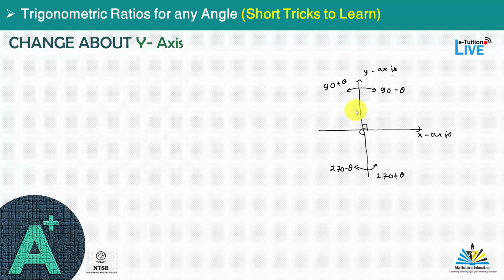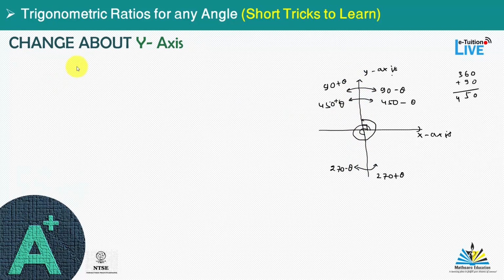In the same way, this is a 90-degree angle. If we have an angle like this, 360 plus 90, that is 450. So again we can write this as 450 plus theta and this is 450 minus theta. So these are the changes about the y-axis.